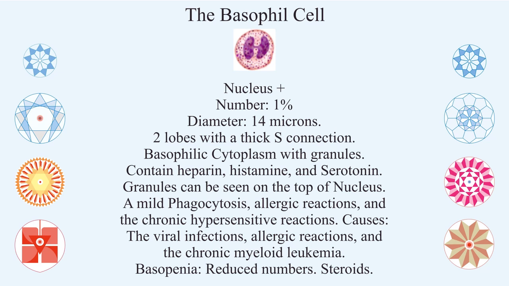Basophilic cytoplasm with granules contain heparin, histamine and serotonin. Granules can be seen on top of the nucleus. You can see big blue granules on top of the nucleus. A mild phagocytosis. So you have strong neutrophil, mild eosinophil, and very weak basophil count.